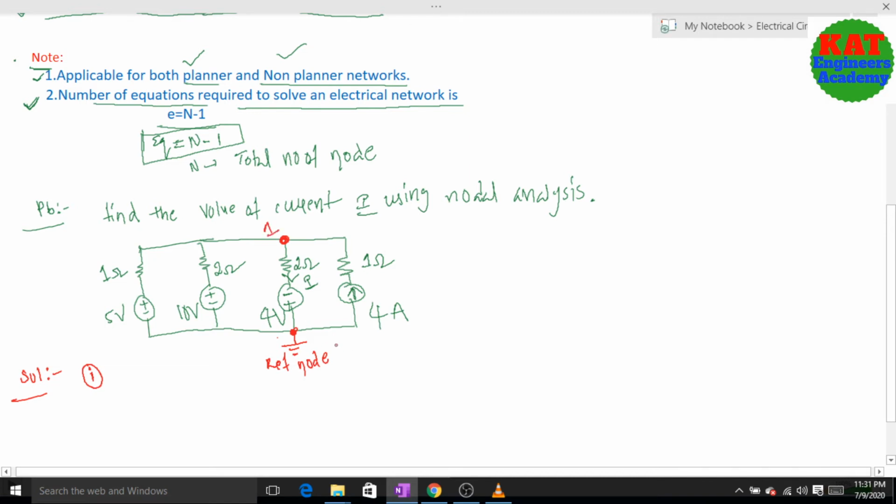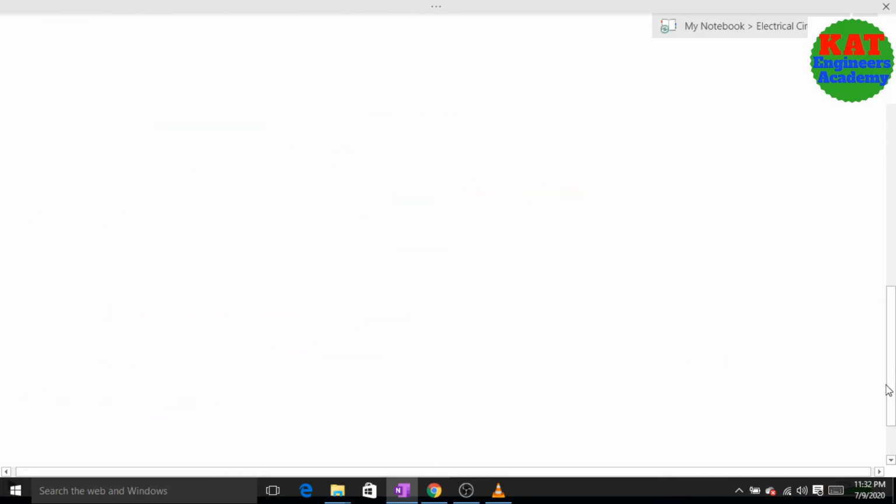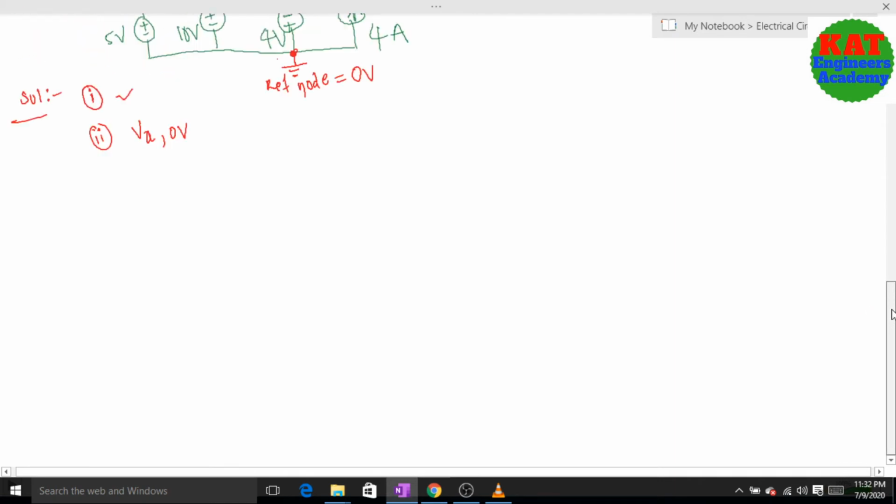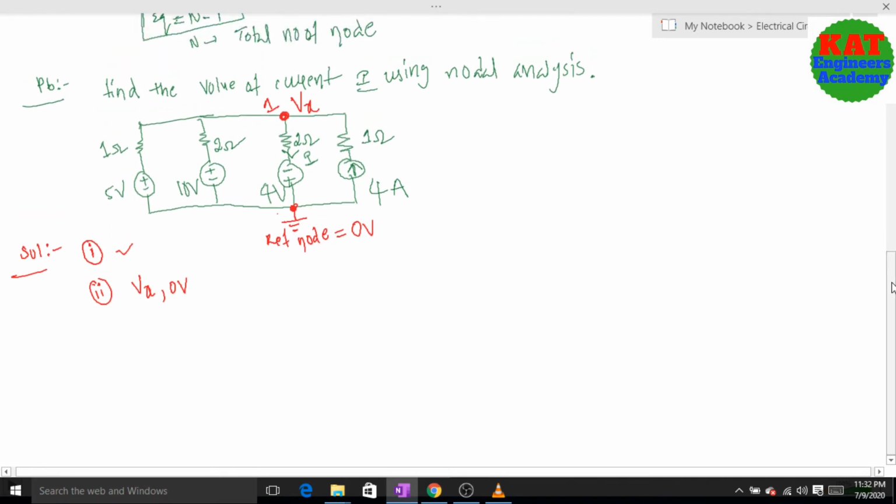First point is over. Next, second point, assign the voltages. I am assigning the voltage at this node as Vx. The reference node voltage is 0 volts. Finally, the first point is identifying the number of nodes, clear. Next, second point, we are giving the voltage variables, that is Vx and 0 volts, in the given circuit.